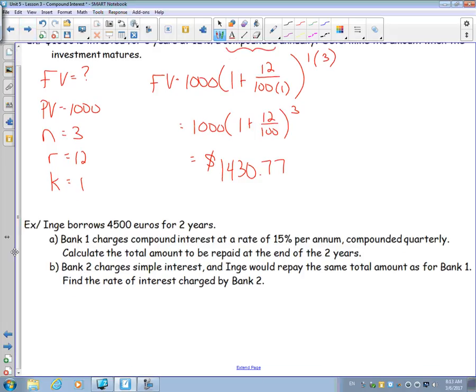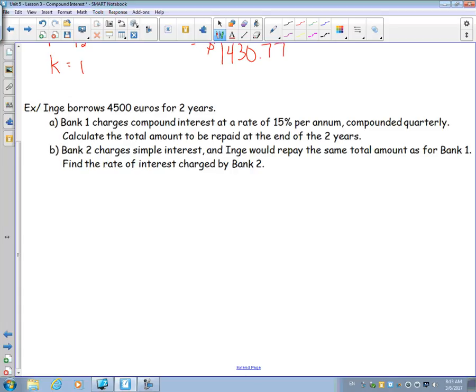And a series of examples here today. Example 2. Inga borrows 4,500 euros for 2 years. Bank 1 charges compound interest, 15% per annum, compounded quarterly. Calculate the total amount to be repaid at the end of 2 years.